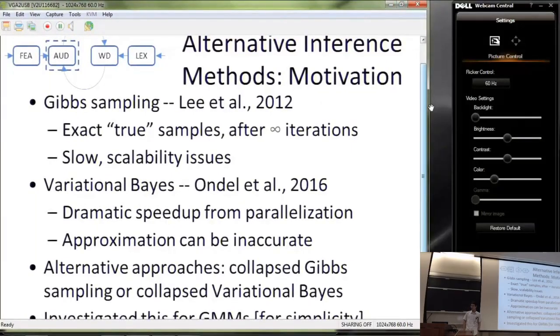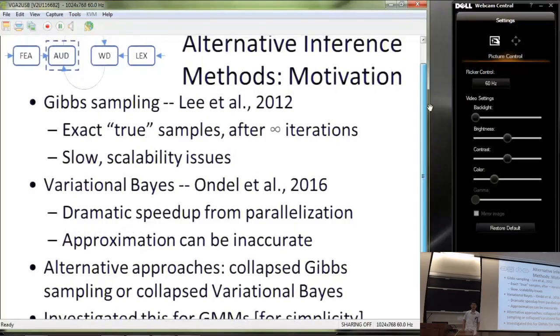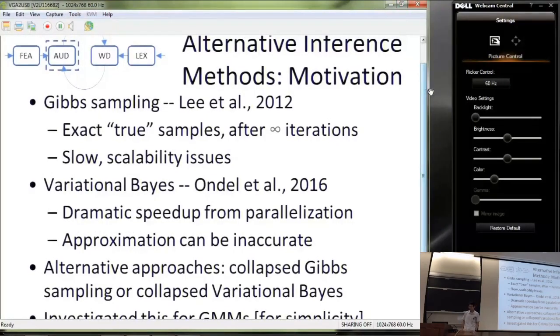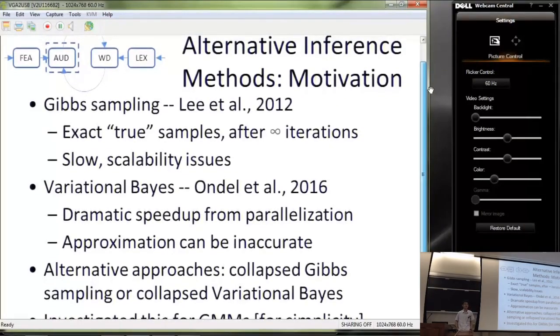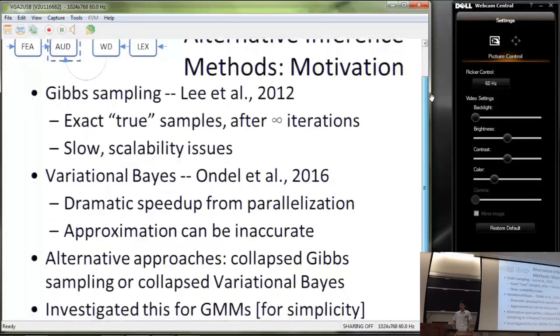So in our current model, we're using variational Bayes for the inference, and it's a lot faster than sampling because much of the computation in variational Bayes, I'll just call it VB for short, can be parallelized. But this has a downside: in VB we're approximating the posterior distribution with some factorized distribution, which ignores the dependence between the model parameters and the latent variables. We can get somewhat inaccurate results and only locally optimal solutions. So therefore, I explored alternative approaches.